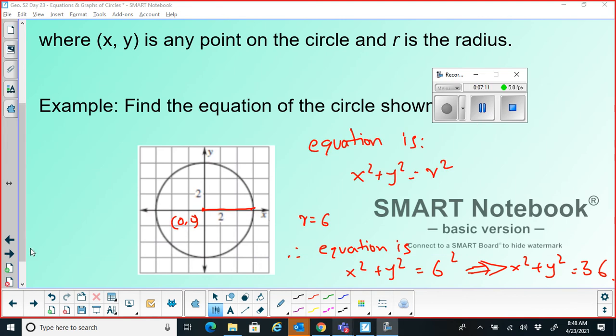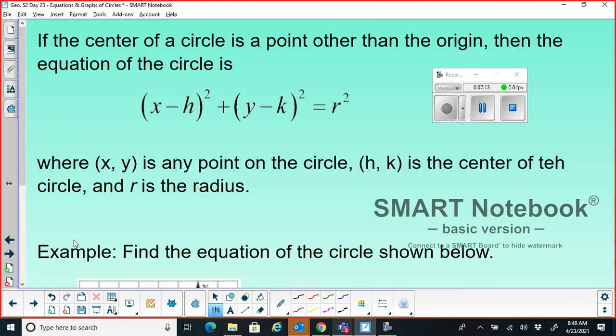Let's move on to the next slide. Supposing the center was not the origin and the circle was centered at the point h comma k. Then the equation of the circle is this. Please note down this one.